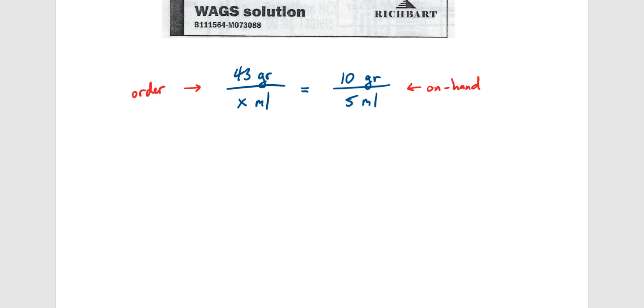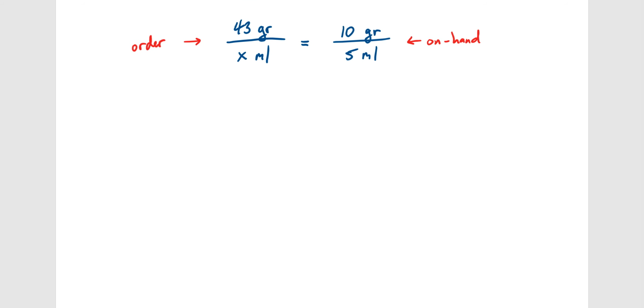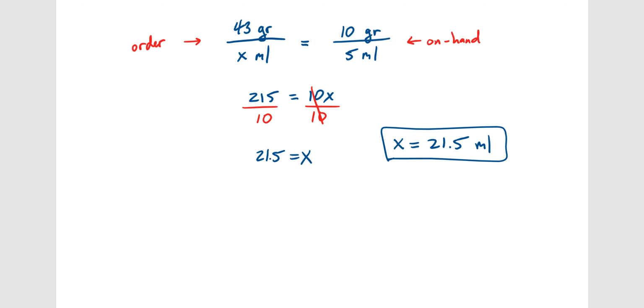Okay, so we have this proportion now. It's 43 grains for X milliliters, where we're looking for the X. That's going to equal the on-hand drug that we have, which was 10 grains for every 5 milliliters. So cross multiply and solve for X here. 43 times 5 is 215. 10 times X is 10X. Divide both sides by 10. And we get X equals 21.5, and our answer is in milliliters, so that's 21.5 milliliters.